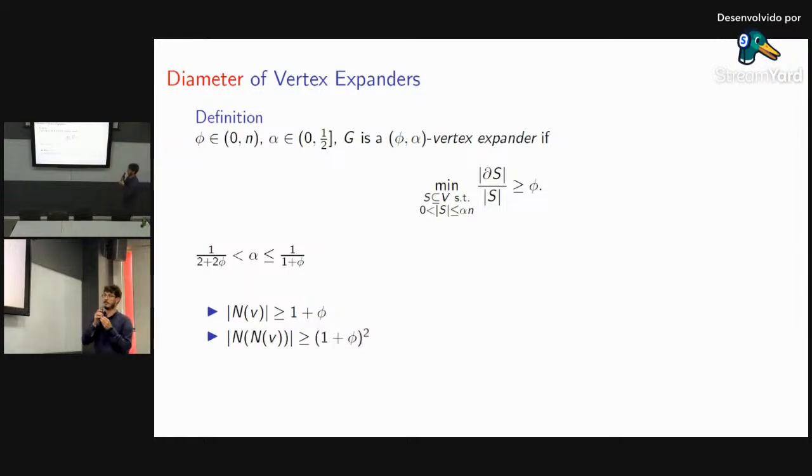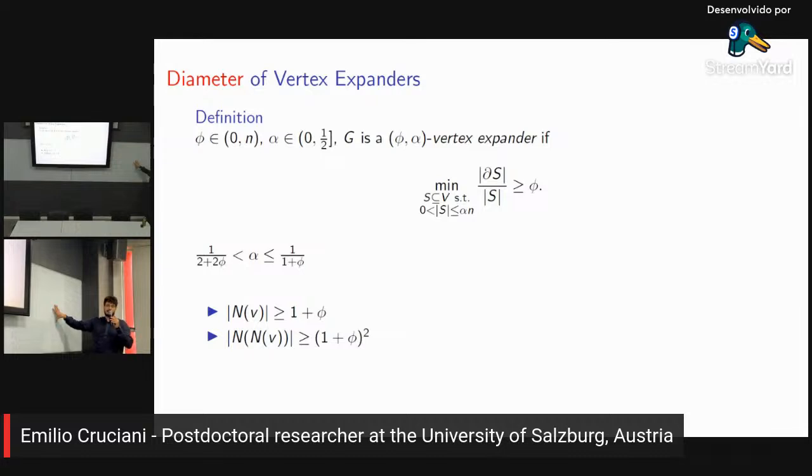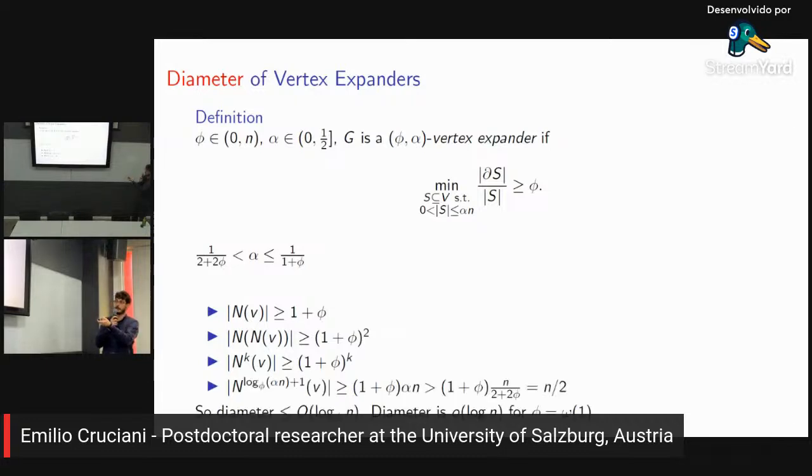If you repeat this argument, you have something which is at least size phi, then phi squared. So you can iterate this argument so that starting from a node, the k-hop neighborhood will be roughly 1 plus phi to the power k. And as soon as k is log n base phi, so log n over log phi, this growth reaches more than half of the graph. So if you do it twice, there will be at least one common node, and the entire graph will be reached because there is a path between the two nodes. So you will have a diameter which is log n over log phi.